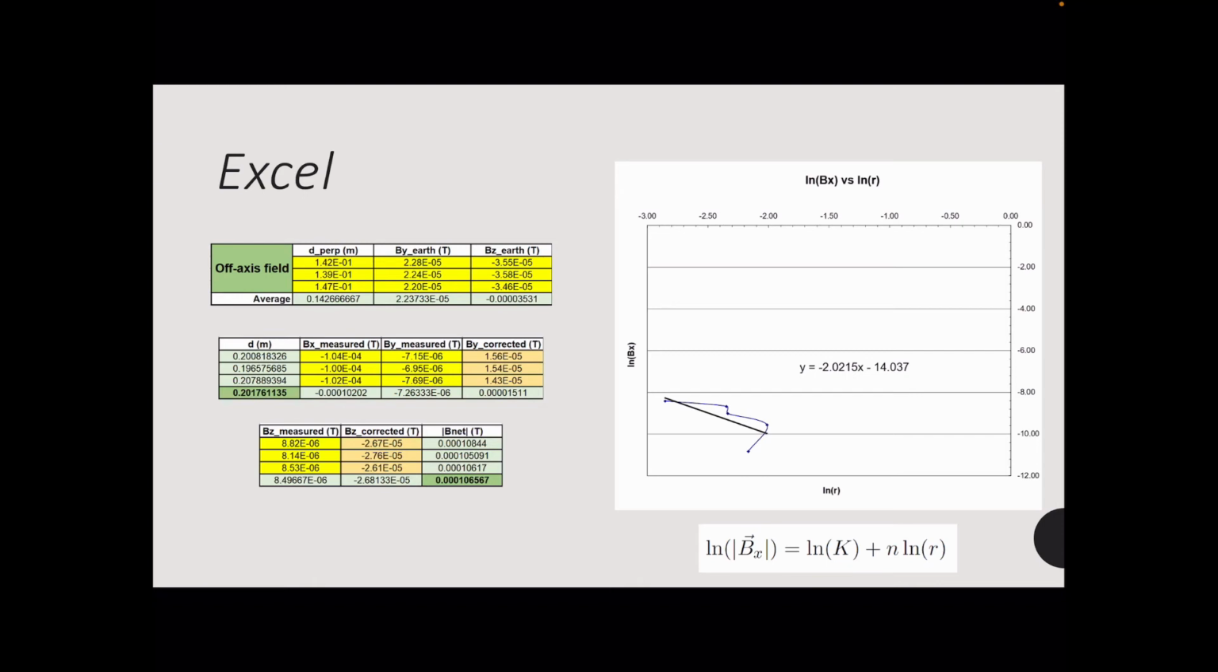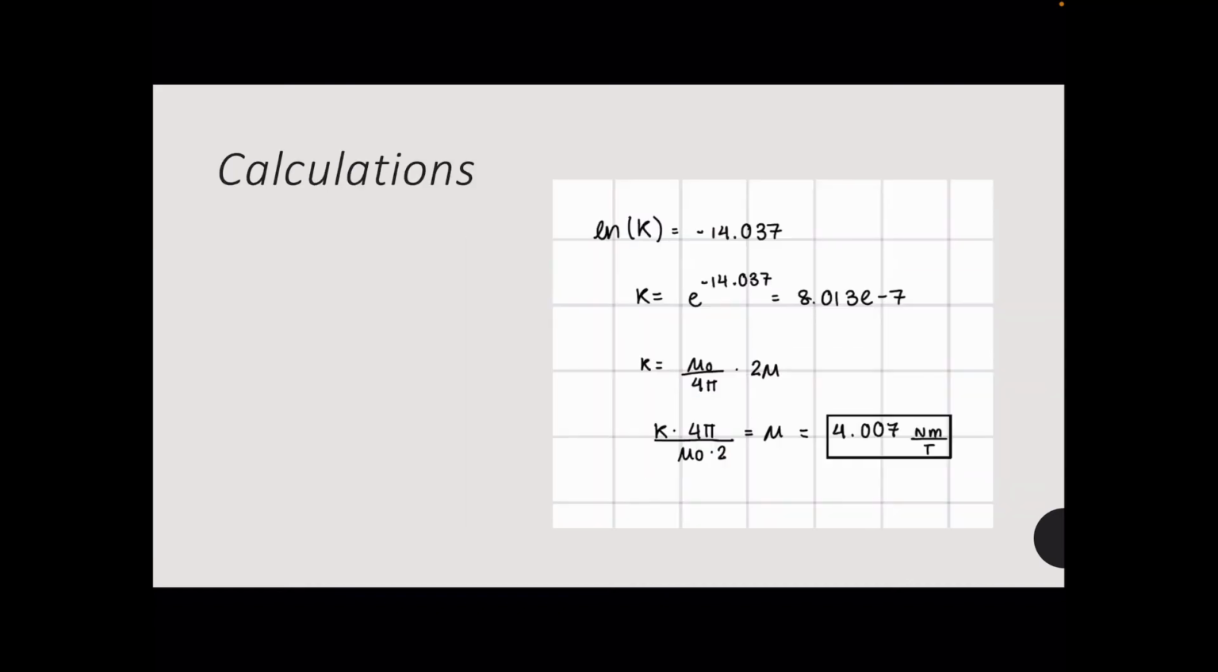the error described above. For the off-axis field along a 45-degree angle, these were the measurements I collected on the left, their averages, and the calculations for the correct magnetic fields in the y and z directions as well. To calculate the dipole moment, I used this value for k in this equation and solved for the unknown.